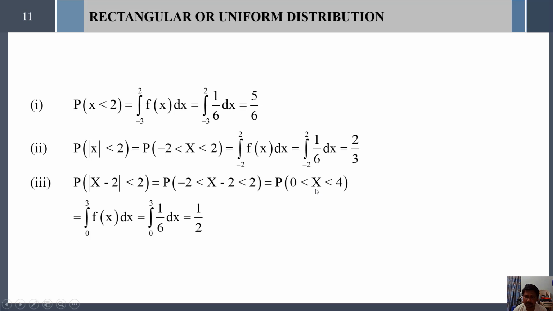This step is just to eliminate the -2 here and -2 here. If it is -m here, we have to add +m everywhere. If it is x minus t here, we have to add plus t everywhere. Being -2 here, we have to add +2 here and +2 here. So every term we have to add 2's to get 0 less than x less than 4. See here, x lies between 0 and 4.